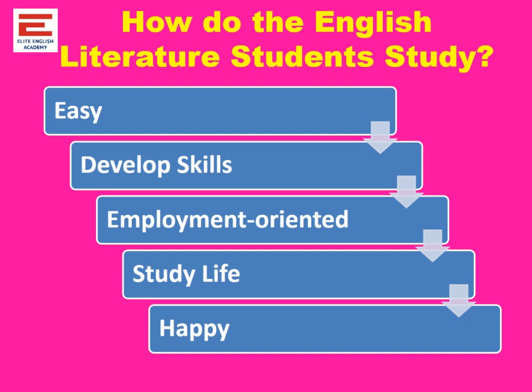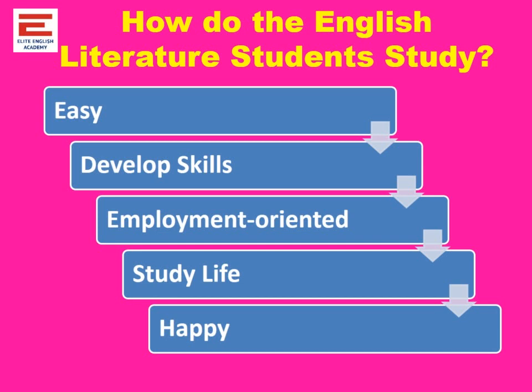Dear friends, why do we go for higher education? To get employment. If we get employment, we can earn well. If we earn well, we can make the people around us happy. We'll also be happy. So if you choose English literature as a course, you can be happy when you are studying. You can equip your skills. So the course will definitely be employment oriented.